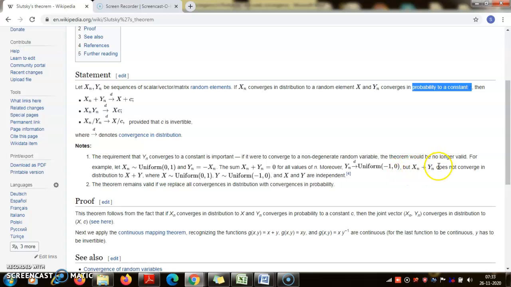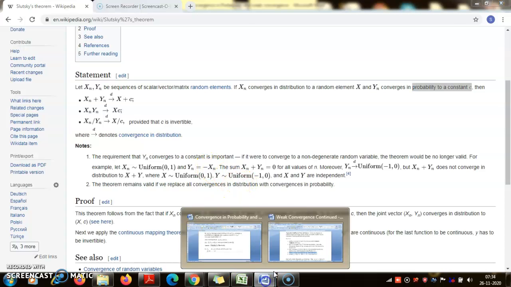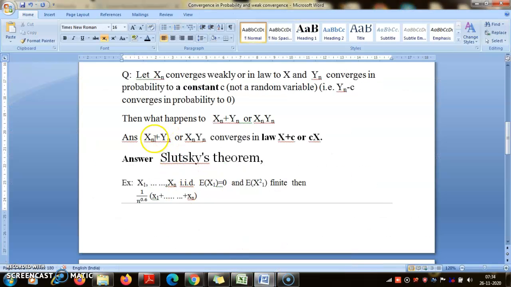Now Xn plus Yn, which is 0, does not converge to the distribution of the sum of two random variables, where one is uniform on 0, 1 and the other is uniform on minus 1 to 0. So you do not have this weak convergence here. Xn plus Yn does not converge in law to the distribution of X plus Y. That does not happen in general. So Slutsky's theorem is mighty useful, but only when the convergence in probability is to a constant.